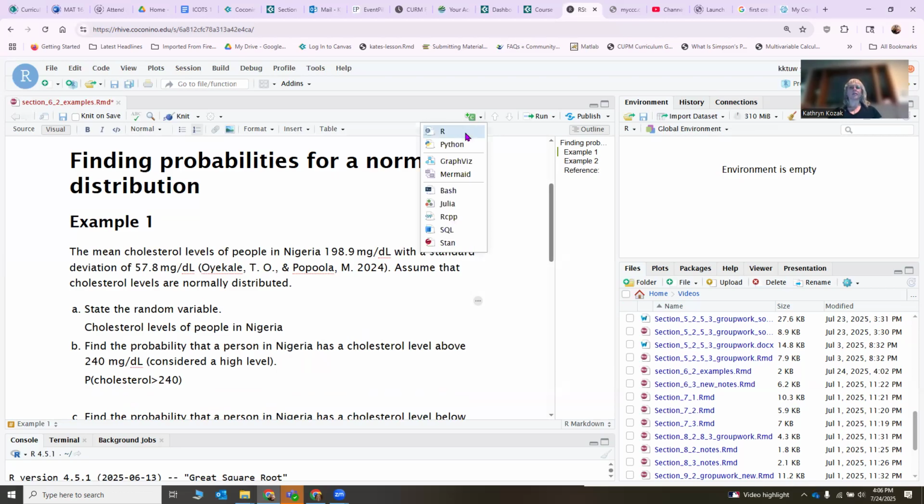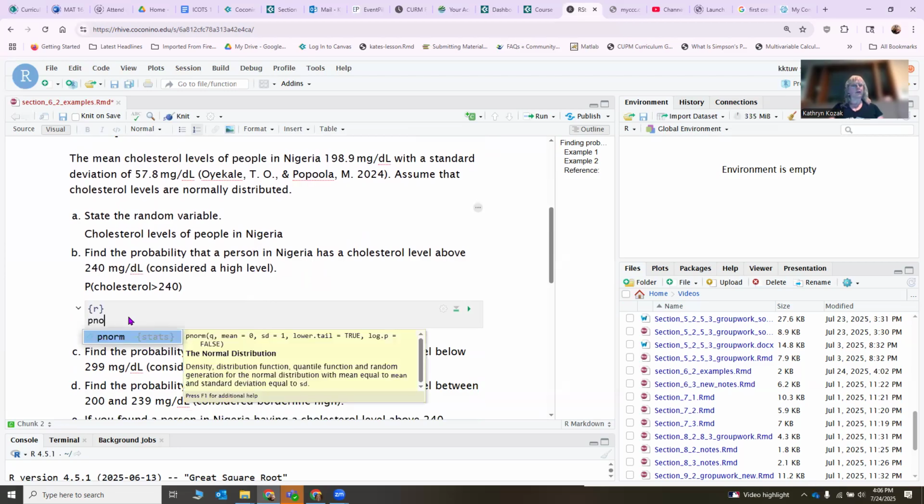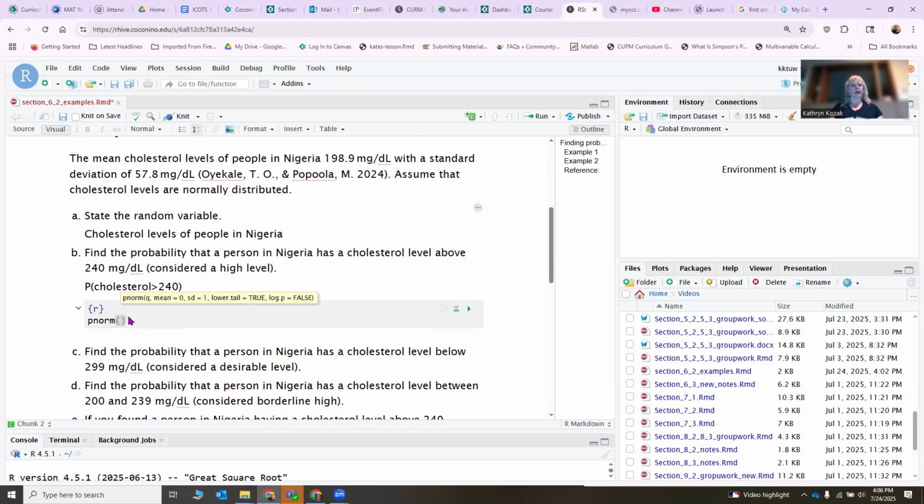I'm going to go ahead and put an R chunk in. The command we're using, the normal curve, is pnorm. Again, if you start typing it, it will fill it in for you. If you look at this, it tells you you're going to start with your Q. That Q is the number inside your parentheses. This is going to put in your mean and your standard deviation, which we have to go get from our problem. And then it asks you if the lower tail is true or false.